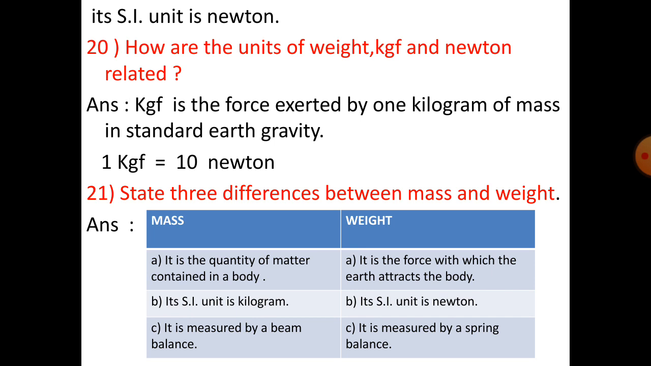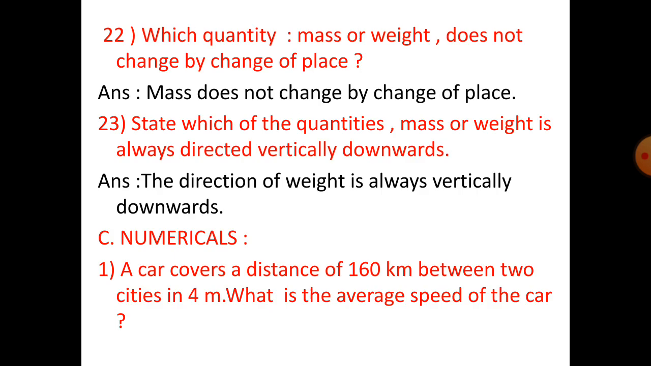Number 21. State three differences between mass and weight. Mass. It is the quantity of matter contained in the body. Weight. It is the force with which the earth attracts the body. Mass. Second point. Its SI unit is kilogram. Weight. Its SI unit is Newton. Mass. Third point. It is measured by a beam balance. Weight. It is measured by a spring balance.